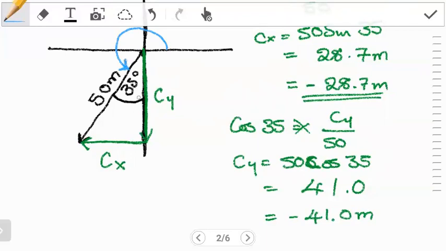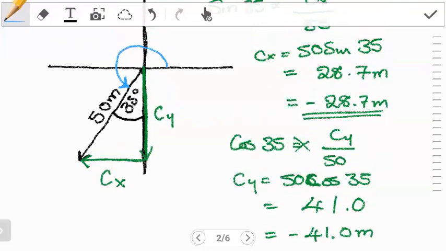Now, since what you're given is this angle, which is 35, we're going to subtract 35 from 270, since we know once we reach this green line, cy, the angle is going to be 270. 270 minus 35, we get 235. So this angle is 235 degrees. So this is the angle we're going to use.